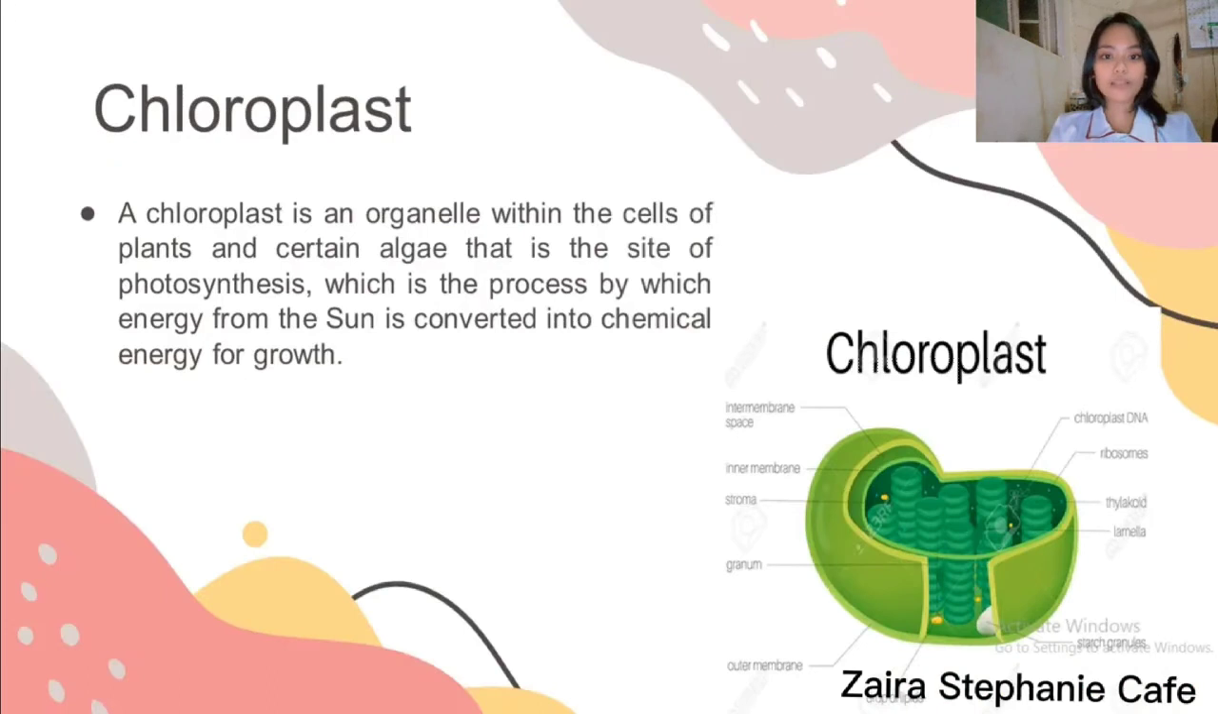So let's move on to the chloroplast. A chloroplast is an organelle within the cells of plants and certain algae that is the site of photosynthesis, which is the process by which energy from the sun is converted into chemical energy for growth. In particular, organelles called chloroplasts allow plants to capture the energy of the sun in energy-rich molecules.